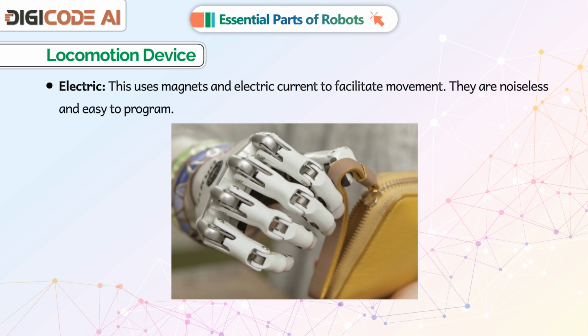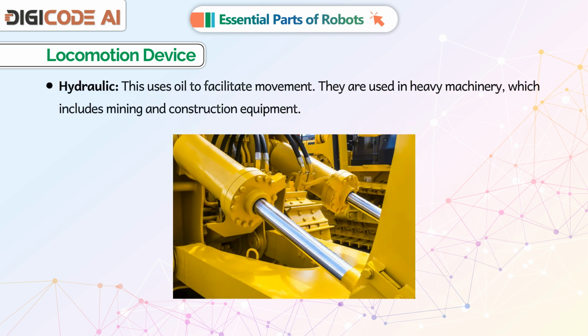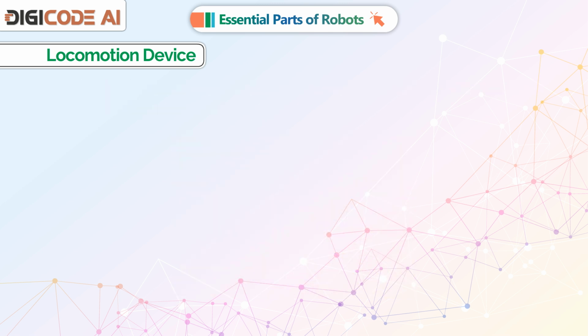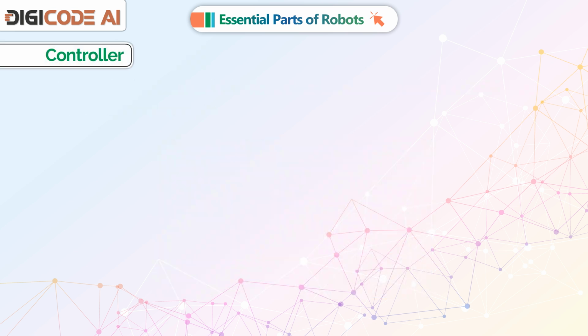Electric. This uses magnets and electric current to facilitate movement. They are noiseless and easy to program. Hydraulic. This uses oil to facilitate movement. They are used in heavy machinery, which includes mining and construction equipment. Pneumatic. This uses air to facilitate movement. They are used in rock drills, pavement breakers, paint sprayers, etc.